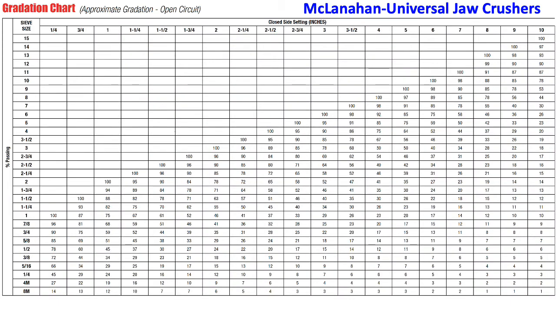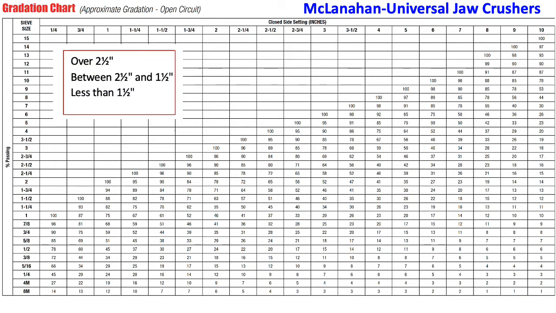Now, you use this gradation chart to find the percent passing for different material sizes and the final output. Recall that the problem asks you to find the production for the following sizes: over 2.5 inches, between 2.5 inches and 1.5 inches, and less than 1.5 inches. So you need to look for the percent passing for those sizes. Given the closed side setting of 3 inches, at the screen size of 2.5 inches, the percent passing is 64%. At 1.5 inches, it is 40%.